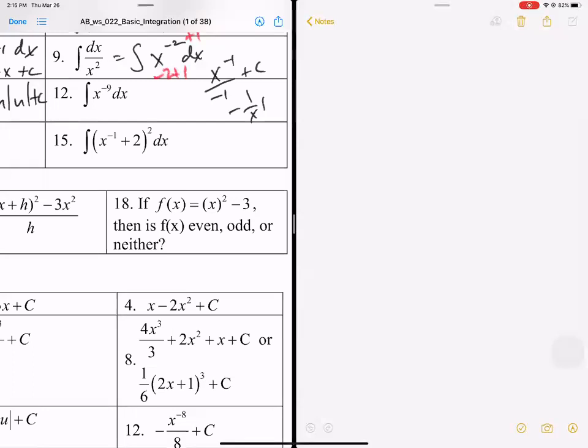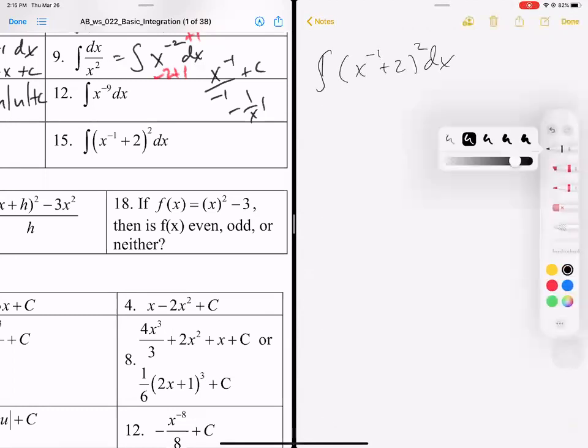Okay, so we're working on our basic integration problem, problem number 15. 15 goes integral of (x^-1 + 2)^2 dx. Let me change that so it can be a little better.